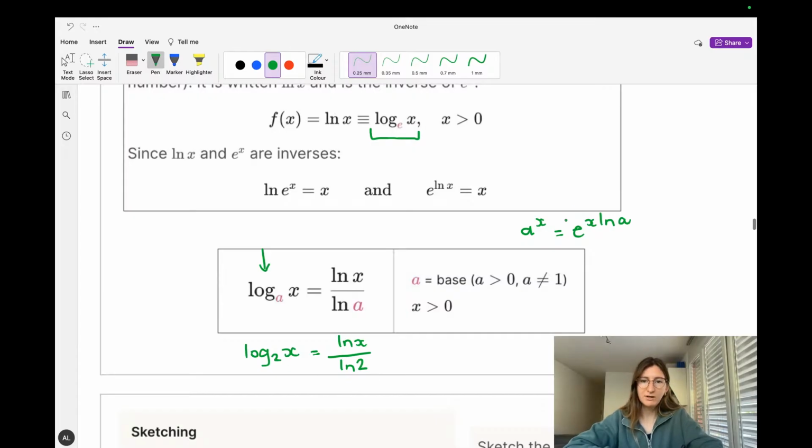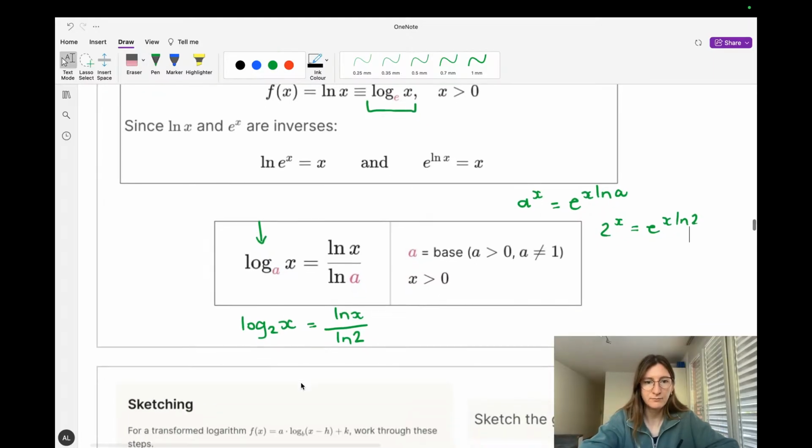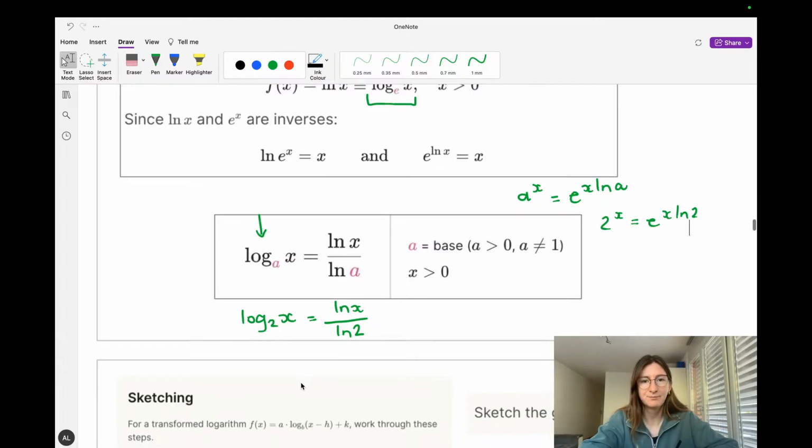So it's very similar here. Let me do that one as well. Let's say 2 to the x is e to the x ln 2. This can be useful if you're wanting to convert a natural log function into a normal log or the other way around, depending on your bases.